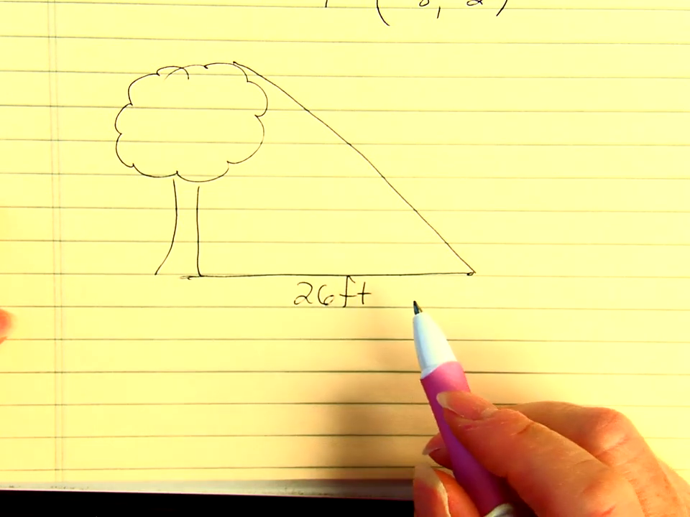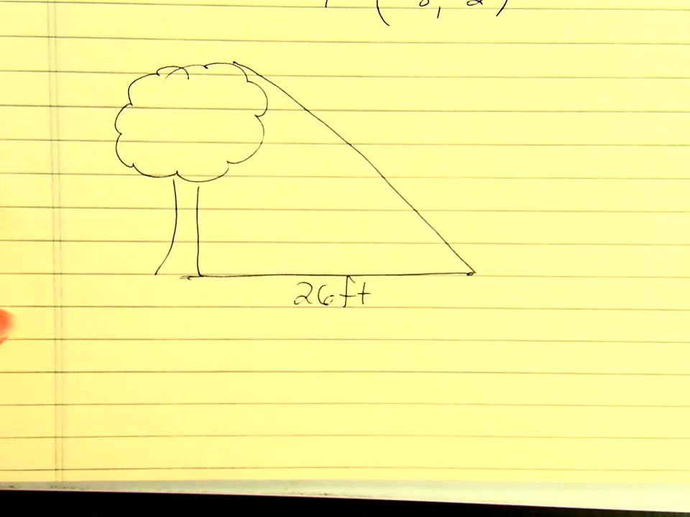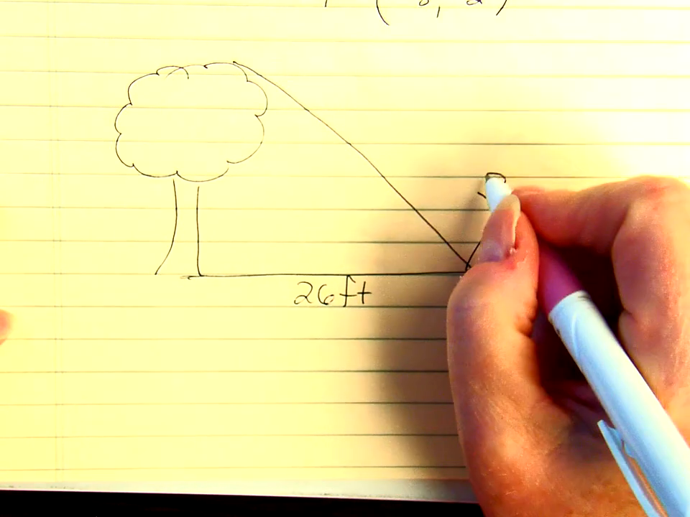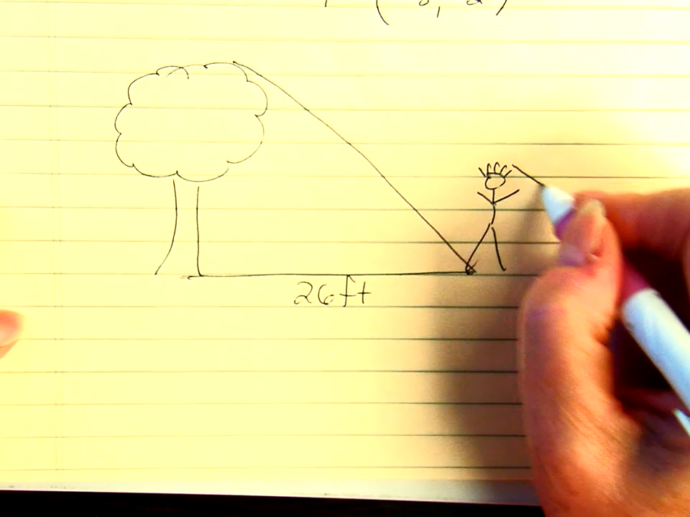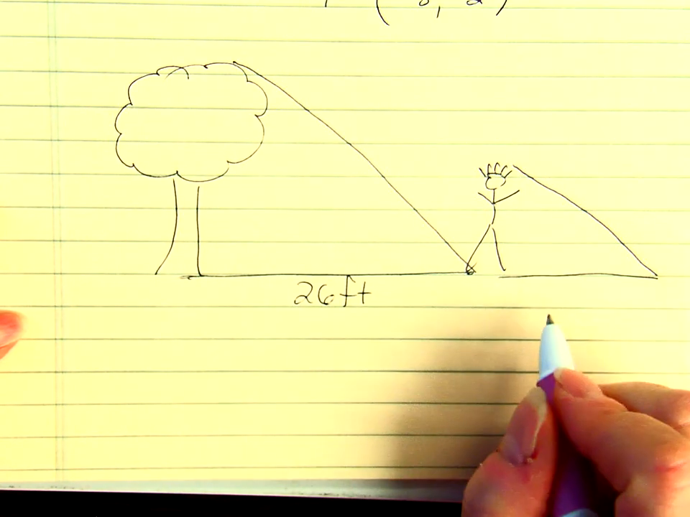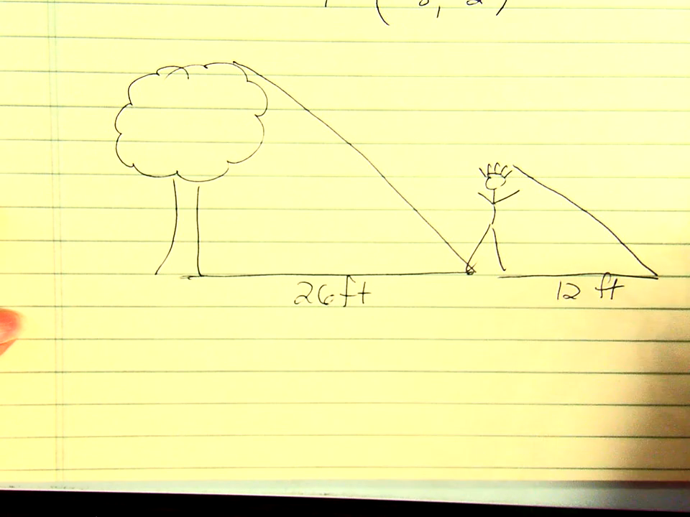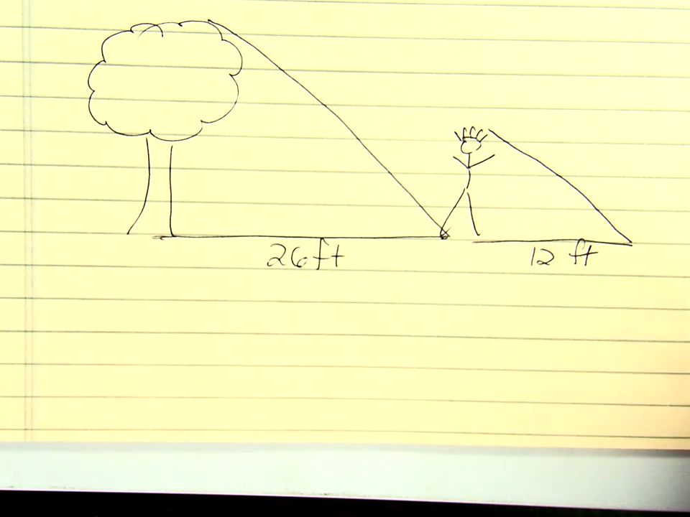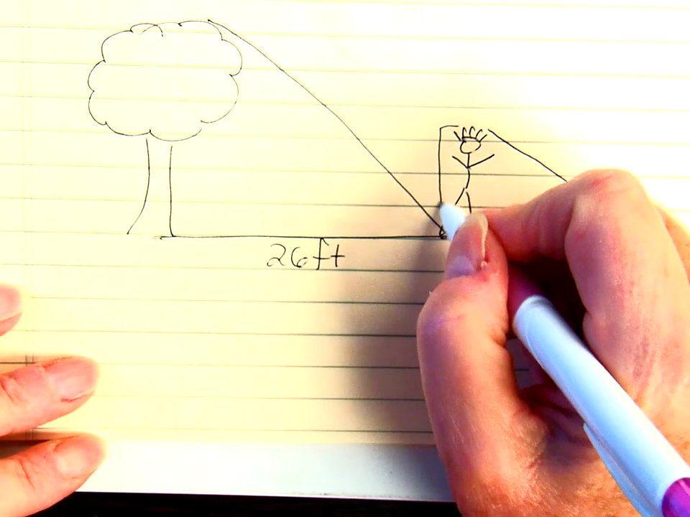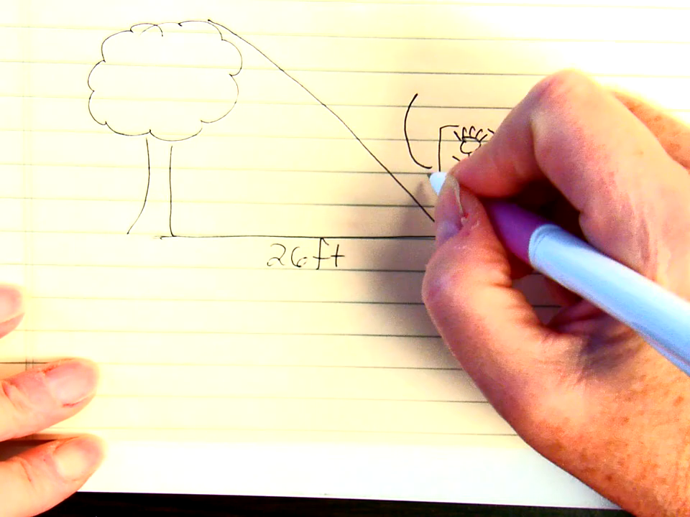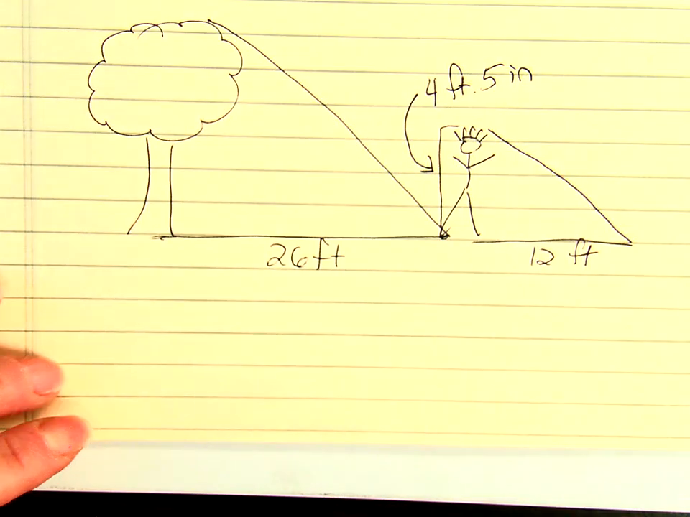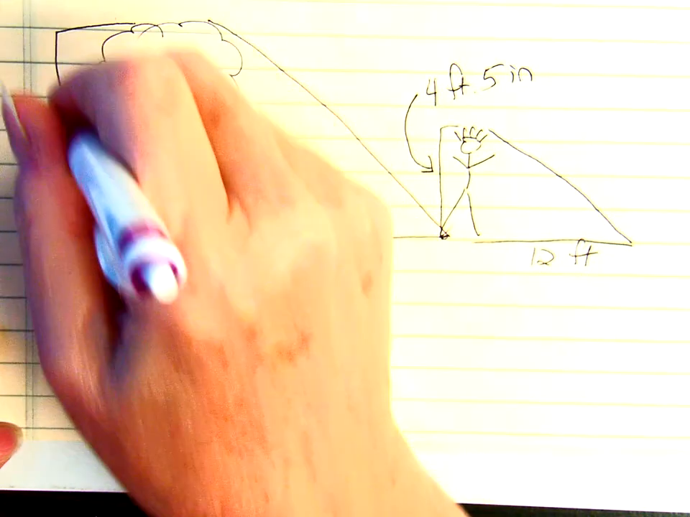Okay, and we've got a boy who's standing nearby, and he casts a 12-foot shadow. So here's my boy. He's going to be a stick figure, and he's going to have spiky hair, and he casts from the base of him a 12-foot shadow. Sometimes when you can see it, you can understand it even better. Okay, his height is 4 foot 5 inches. So his height, and I'll just put an arrow there and say 4 feet 5 inches. And the question is, how tall is the tree?